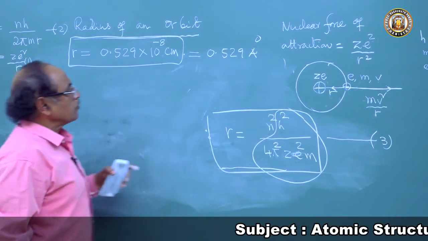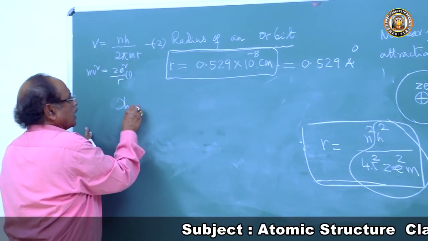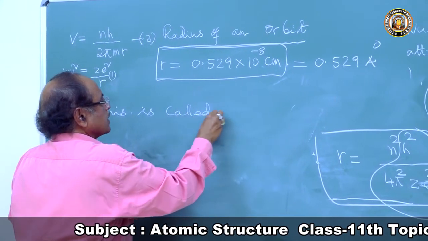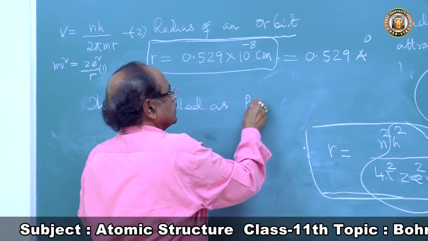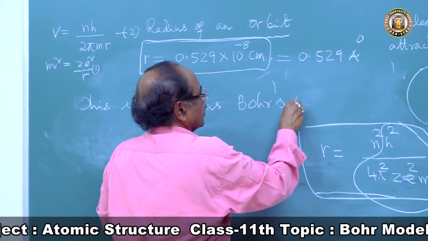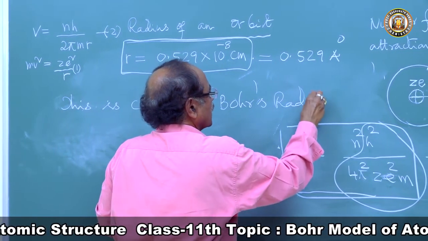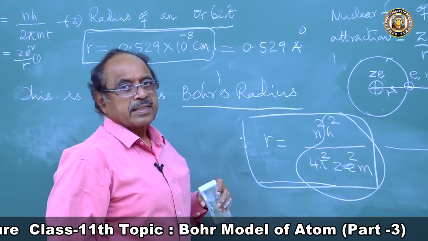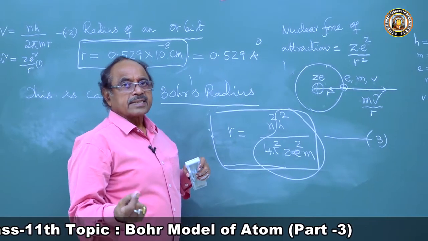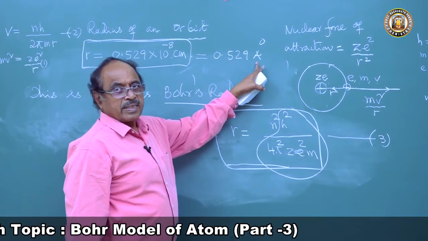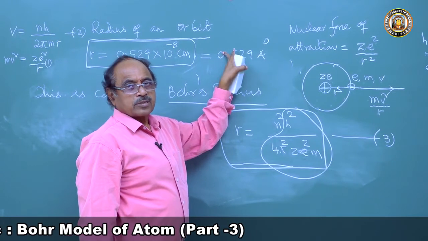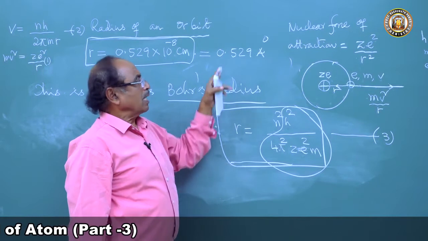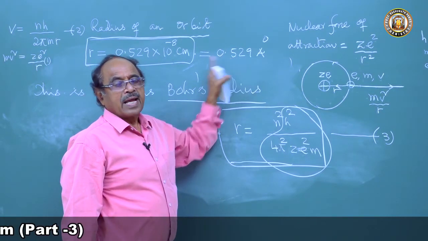This is called Bohr's radius. In honor of Bohr, they call it Bohr's radius. This you may get in an entrance exam: the Bohr's radius is 0.529 angstrom unit, 0.759 angstrom unit, 9.1091 angstrom unit, none of the above. So the answer will be 0.529 angstrom unit.